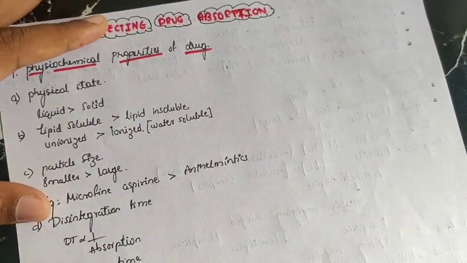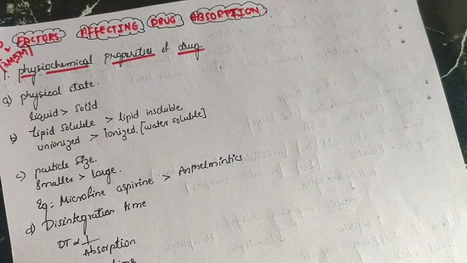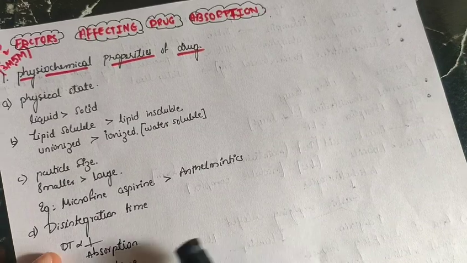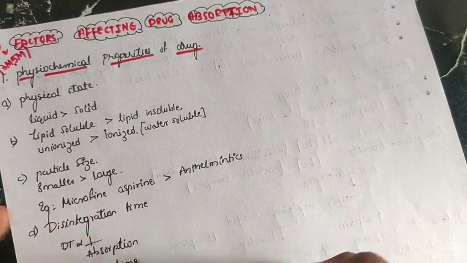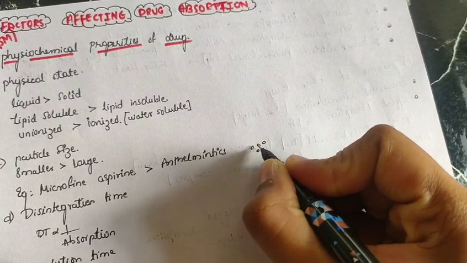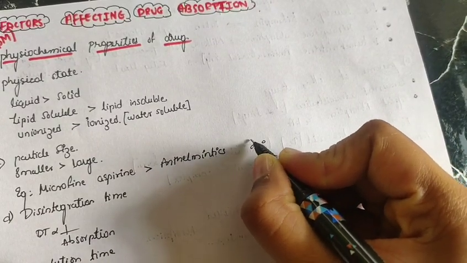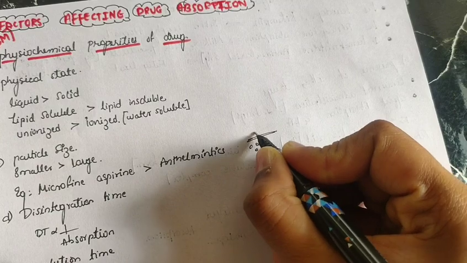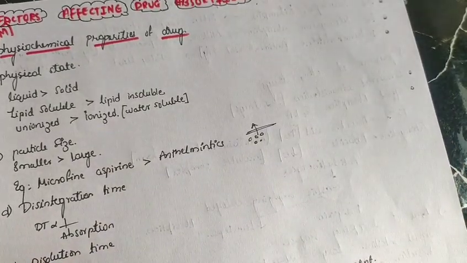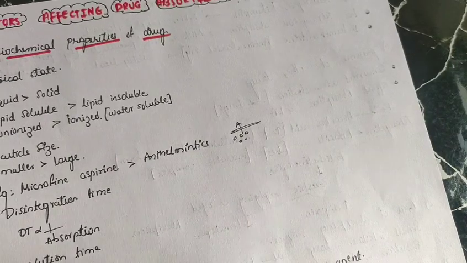And particle size: just as a thinner person can run faster than a heavier person, the smaller the size of the particle, the faster the absorption will be. If the particles are micro fine, it increases the surface area, and the particles can easily move across the mucous membrane and be absorbed. Microfine particles of aspirin are more absorbed than coarse ones.